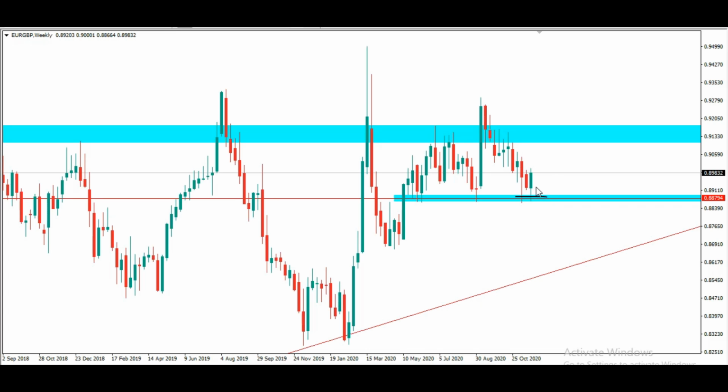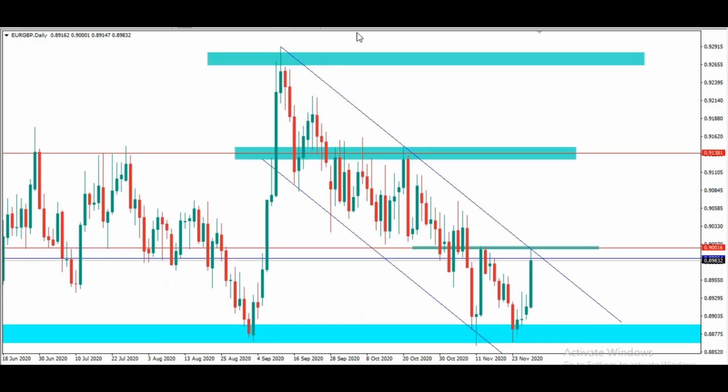So with this rejection we can expect to see the price of euro pound rise over the next few weeks, perhaps into this area of structure at 91.30. So that's what we have from the daily time frame.